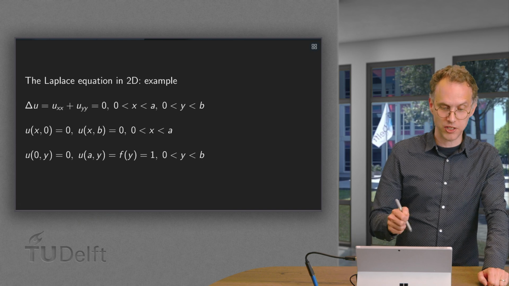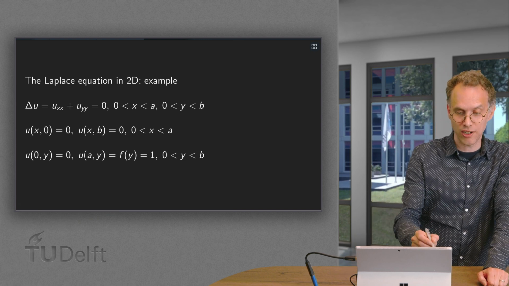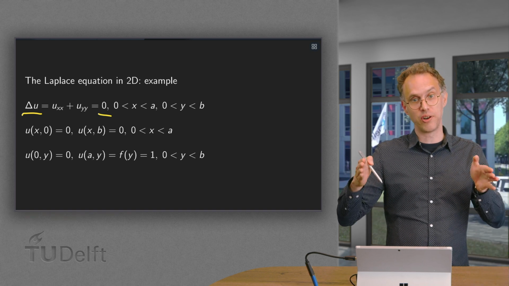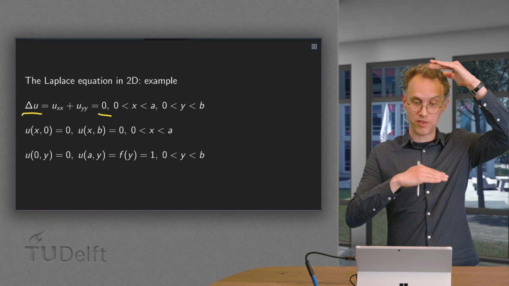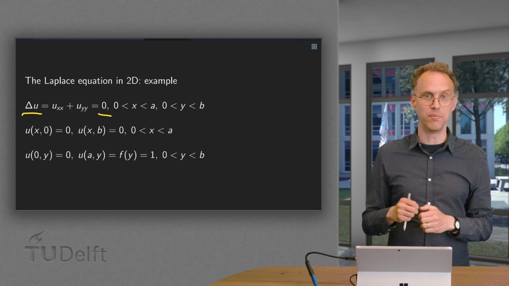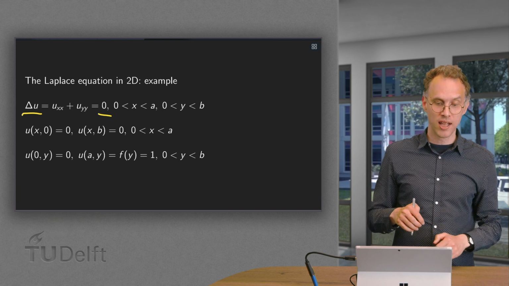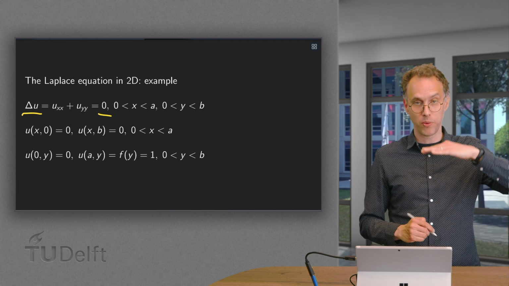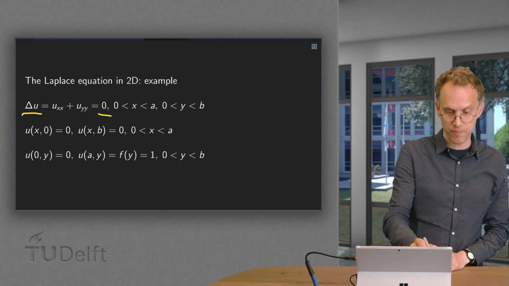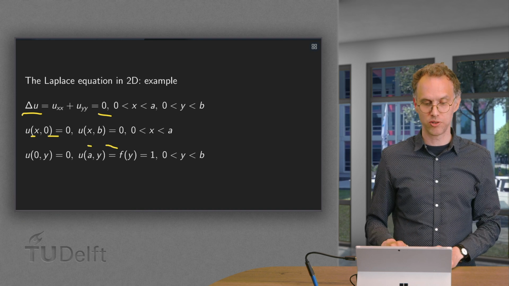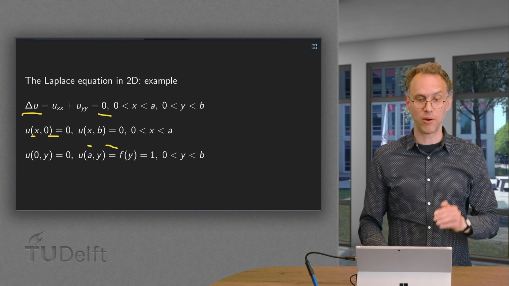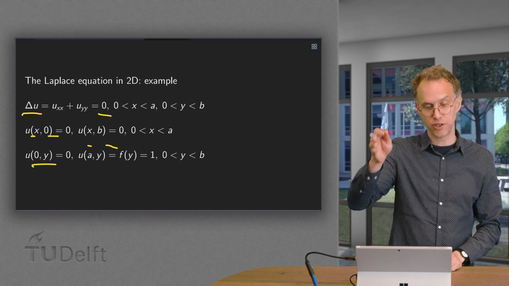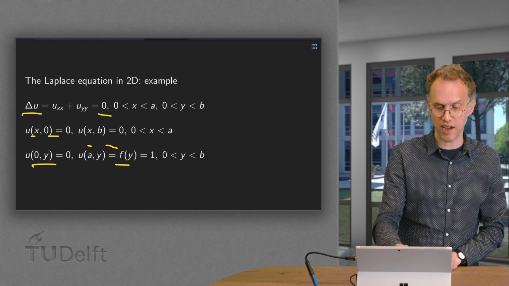So we are solving the Laplace equation in 2D in a rectangular domain. So Laplacian u equals 0, x is between 0 and a, and y is between 0 and b, where a and b are some parameters. Then we set u to 0 on y equals 0 and y equals b. So there we set it to 0. And we set u to 0 on the left, where x equals 0. And we set some function for u on the right, some f of y.